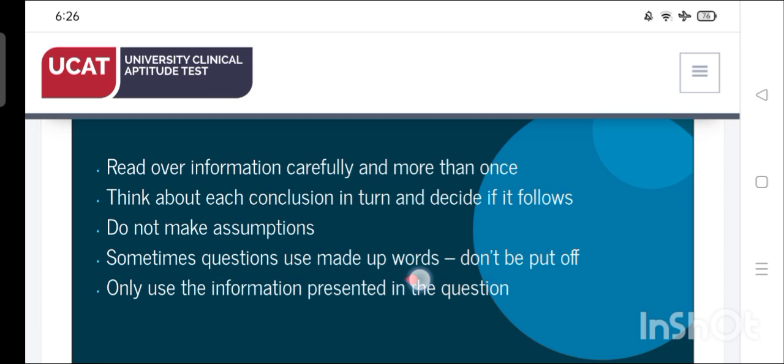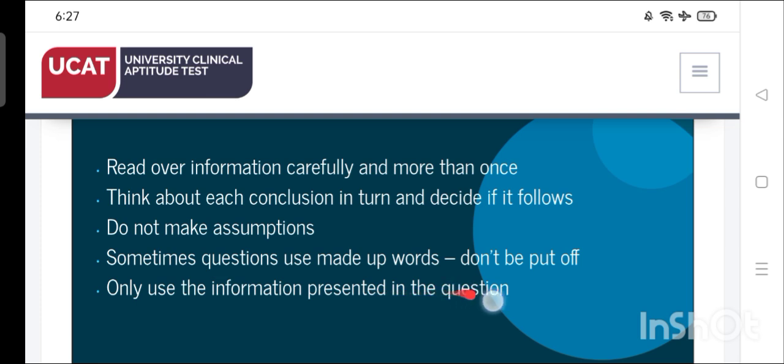Sometimes questions use made up words. Don't be put off. Okay, there are some made up words that some questions use. You don't need to be put off by these words. Just try to understand these words very carefully.